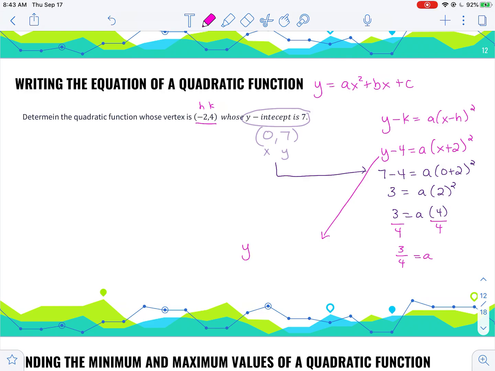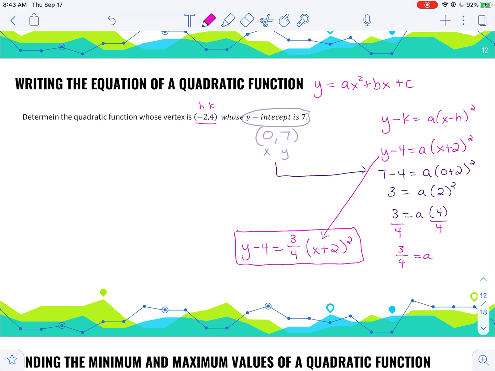So 3/4 is going to be our a. Now I'm just going to take that vertex form that was almost done, y minus 4, and plug in the a: 3/4 times x plus 2 squared. And that's going to be one way to write the equation of our parabola, and that is in vertex form.